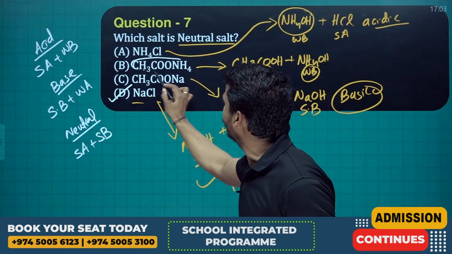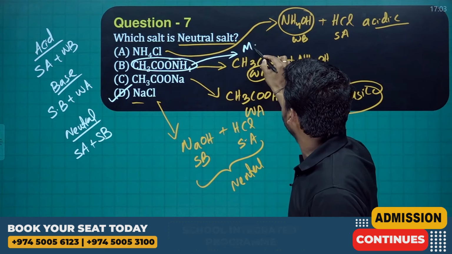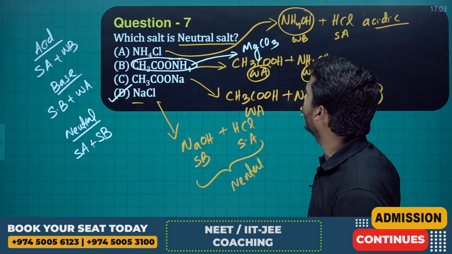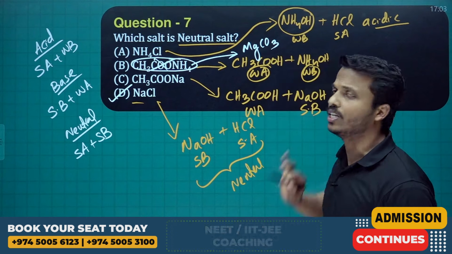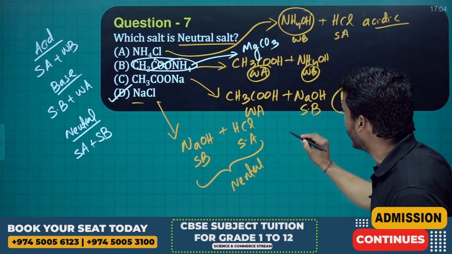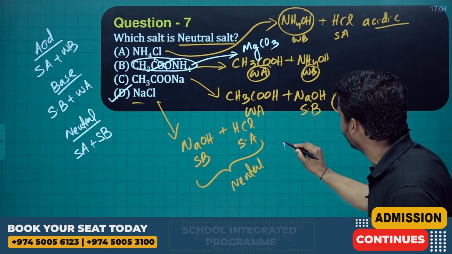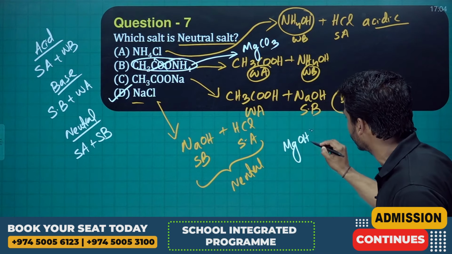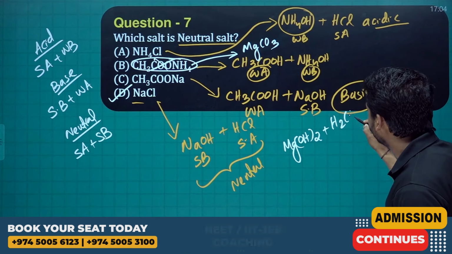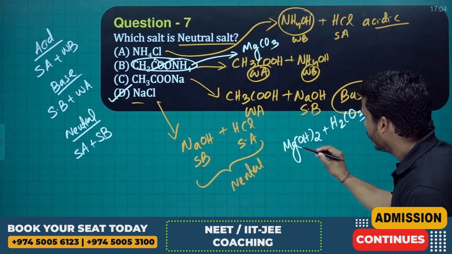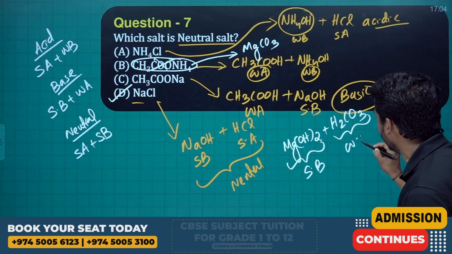So in order to avoid the confusion, let me give this one as another salt. For example, magnesium carbonate and all. I'm just cutting this option. Please write MgCO3. What about MgCO3, my dear? MgCO3 is formed from magnesium hydroxide plus CO3, which is coming from the acid H2CO3, carbonic acid. Magnesium hydroxide is a strong base, whereas carbonic acid is a weak acid.